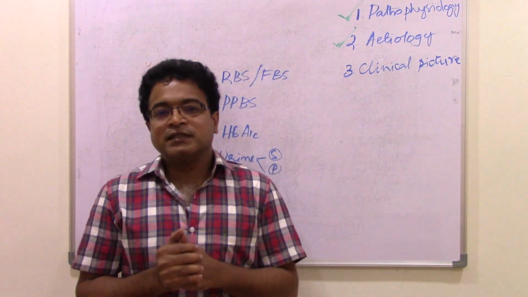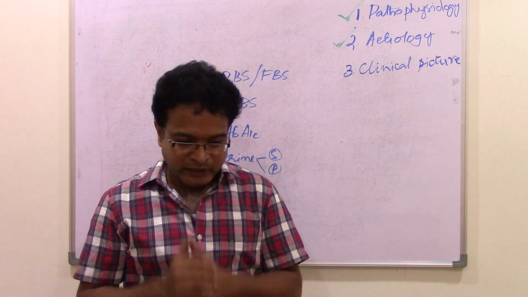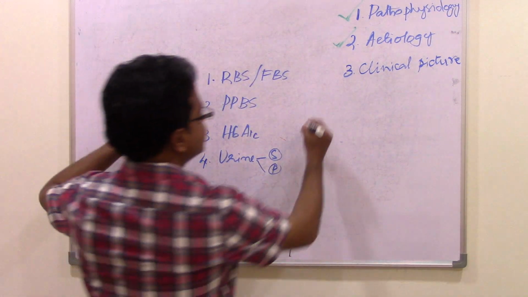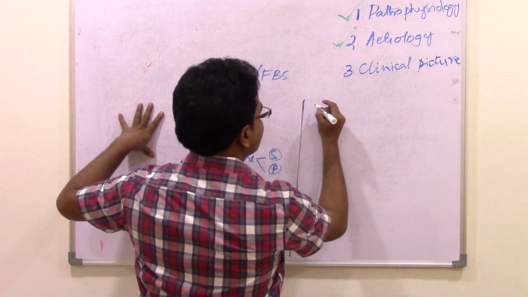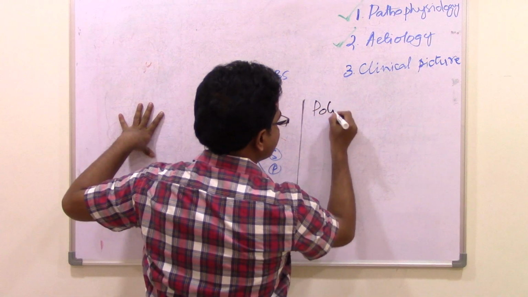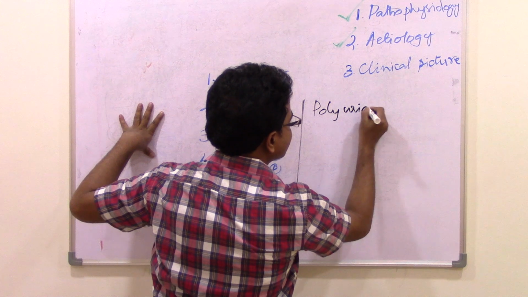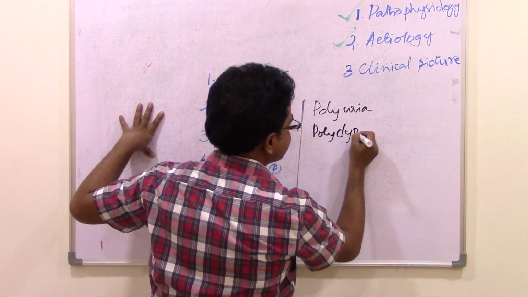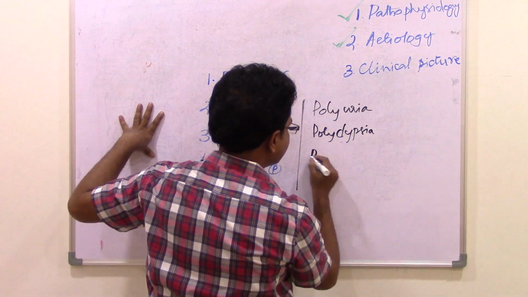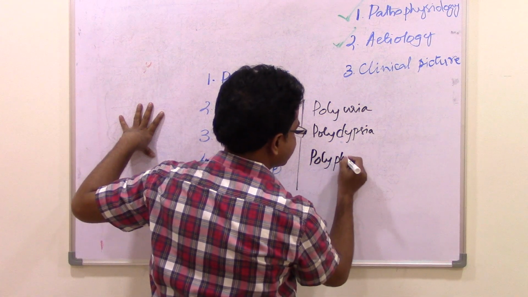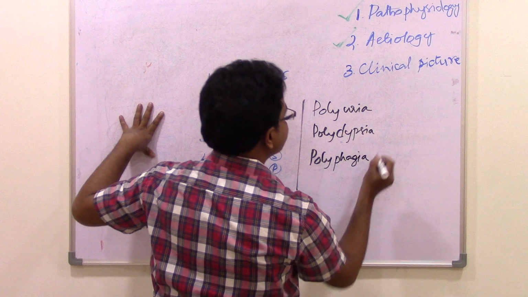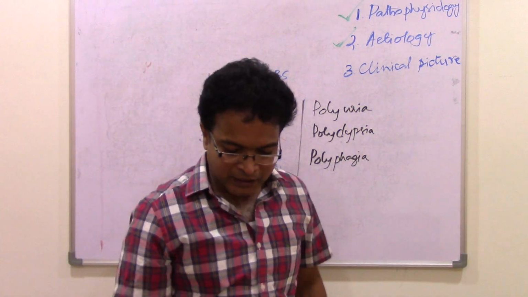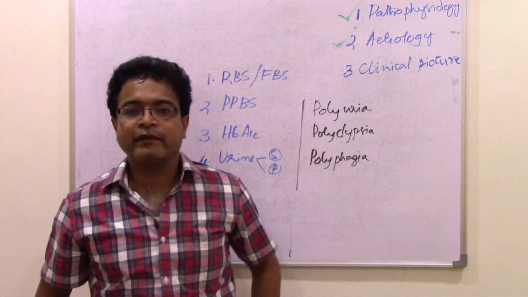Now, these are diagnostics, but most of us think that the cardinal symptoms of diabetes are polyuria, polydipsia and polyphagia. We think that this is the clinical picture a diabetic person is supposed to have.